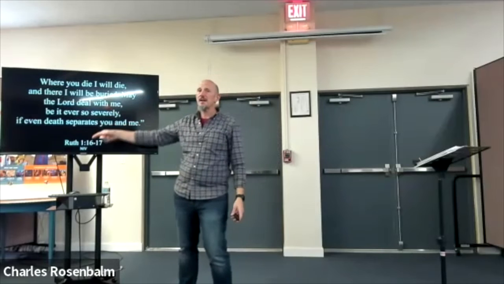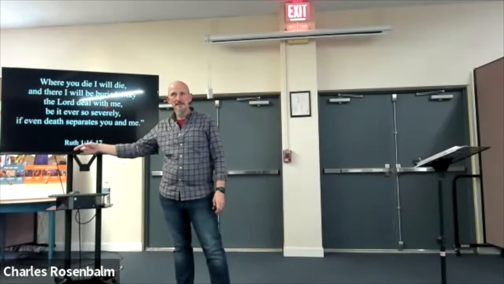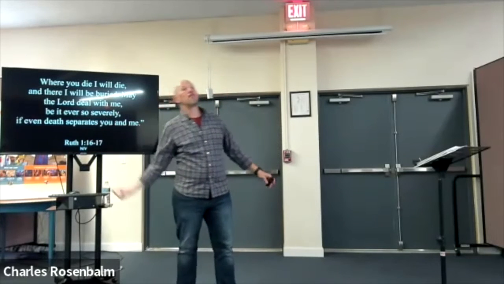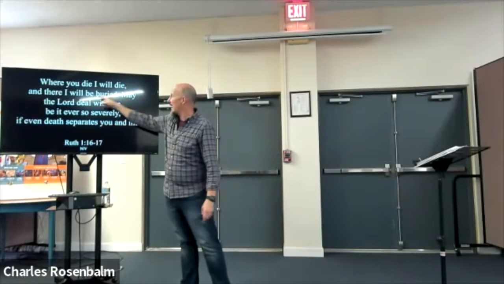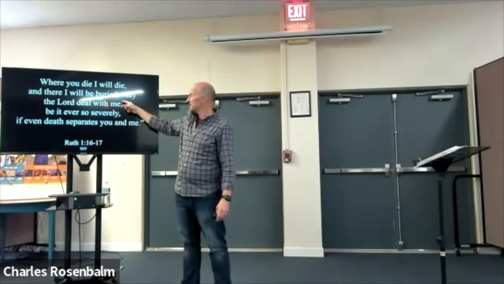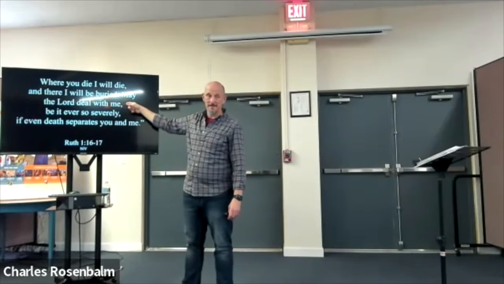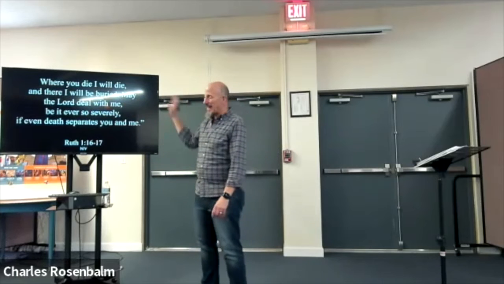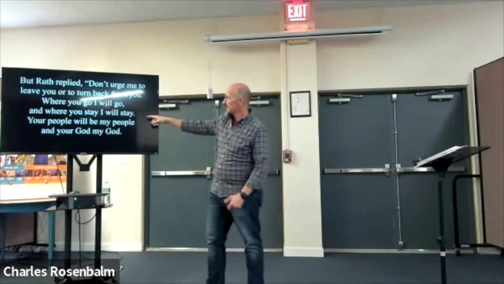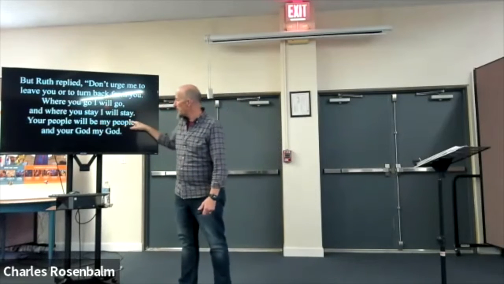When Joseph and Jacob are in Egypt, what do they say? Make sure you take our bones back, because we're going to be buried with our people. Where you die, I die, and there I will be buried. So this is a serious commitment that she's making, saying, I'm abandoning my people. Where you go, I will go. Your people will be my people. I'm a Moabite, but I'm abandoning them for Israel. Your God, my God.